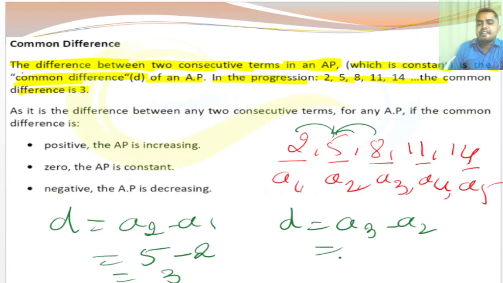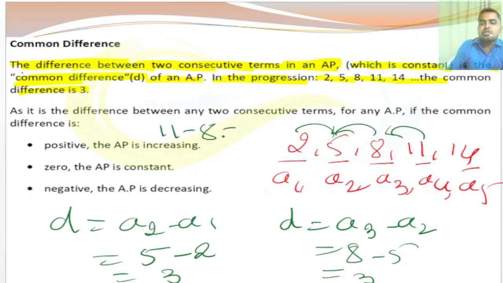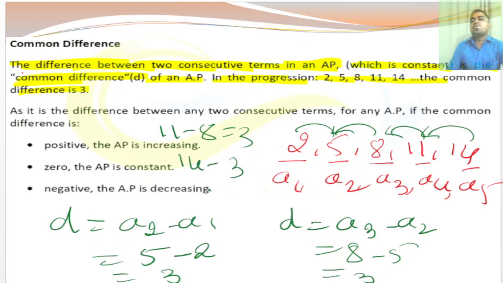8 minus 5. Again you will get what? 3 here. 11 minus 8. Again you got what? 3. 14 minus 11. Again you will get what? 3. In all the above 4 cases, see, the common difference is the same.